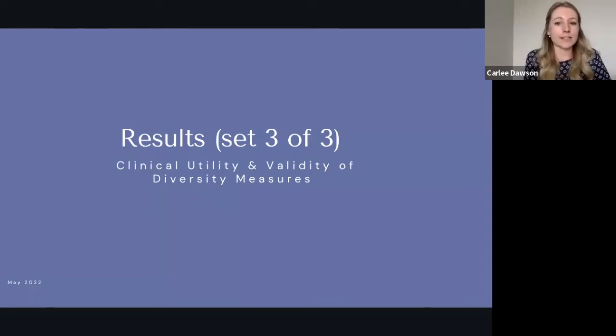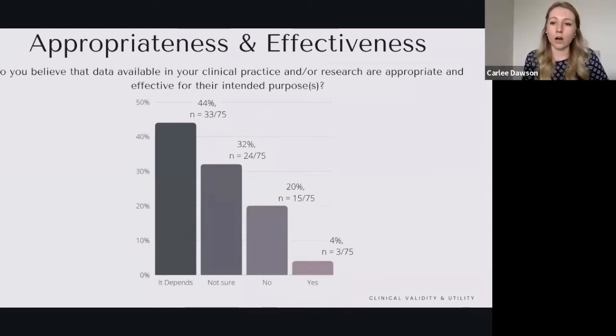And this transitions into our final set of results, which is looking at the clinical utility and validity of diversity measures. Overall, only 4% of genetic professionals in our study stated the use of race, ethnicity, and ancestry was appropriate. This included one genetic counselor, one clinical geneticist, and then one other clinical role. And then 20% stated it was not appropriate. And while another 44% stated that it depends, and 32% stated that they weren't sure.